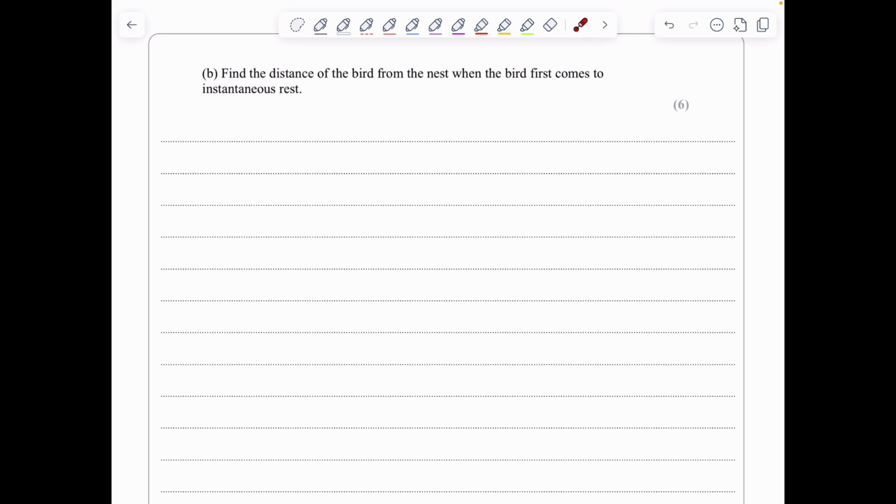In part B, we need to find the distance of the bird from the nest when the bird first comes to instantaneous rest. So starting with the expression for s, I will expand. The idea is to differentiate to find an expression for the velocity and then find the time at which the bird is at rest. So let's start by expanding. We're looking at s is equal to t to the power of 4 over 10 minus 2t cubed plus 10t squared. We know that the velocity v is given by ds/dt, the derivative of displacement with respect to time. So this is 4t to the power of 3 over 10 minus 6t squared plus 20t.